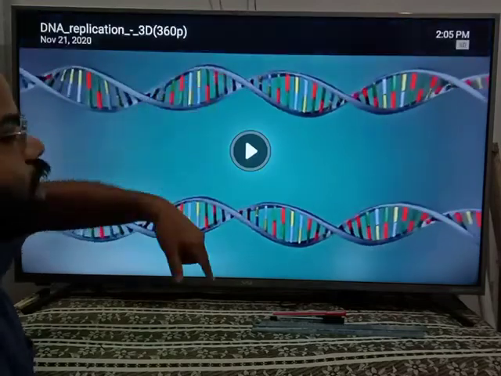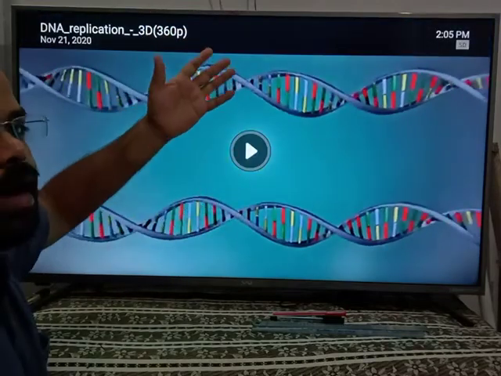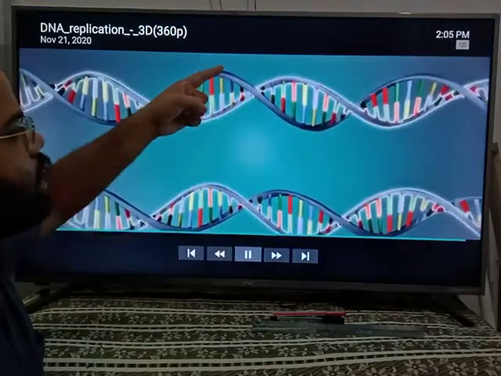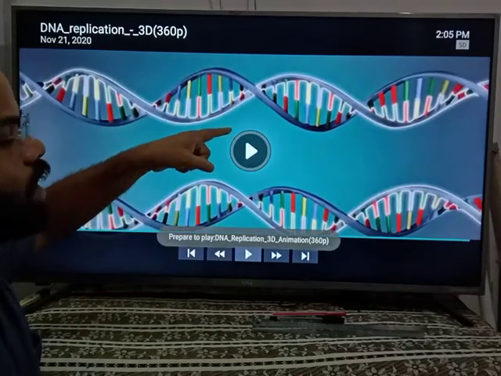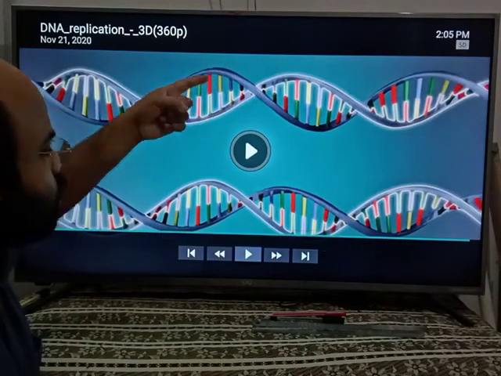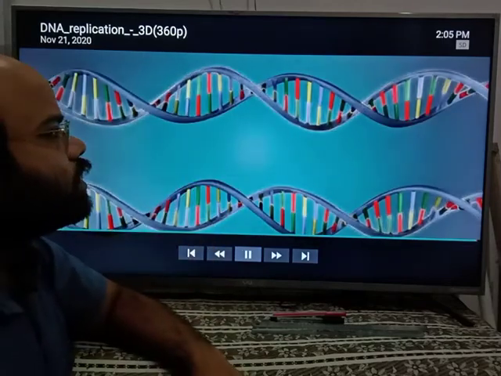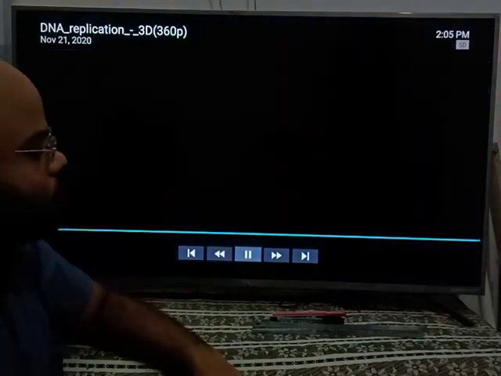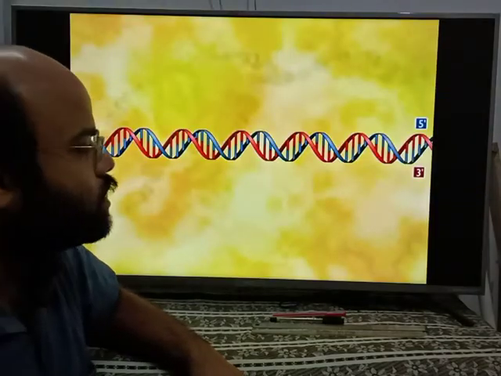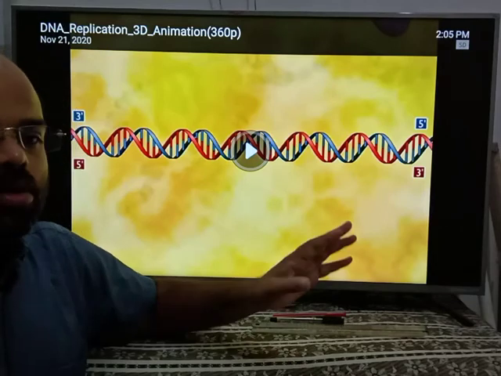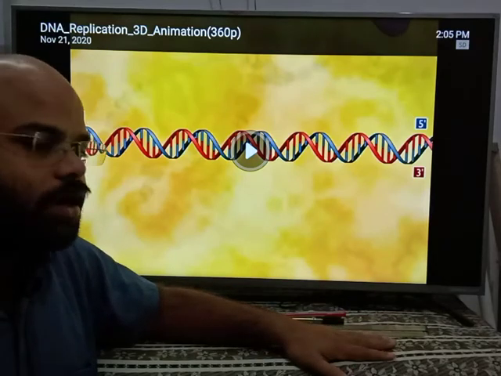Then the new DNA strand is prepared, and again they form a helix. So in this way one double stranded DNA forms two double stranded DNA. So this is the completion of DNA replication. So we have understood how DNA is actually replicating, and the total process, the total enzymatic activity we have seen.